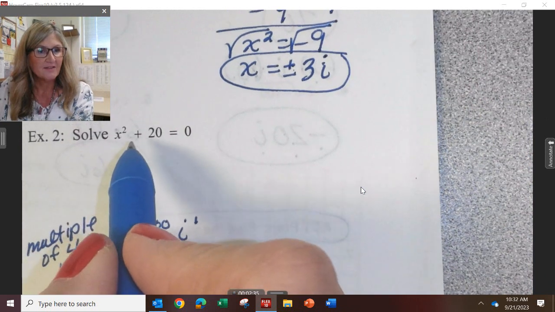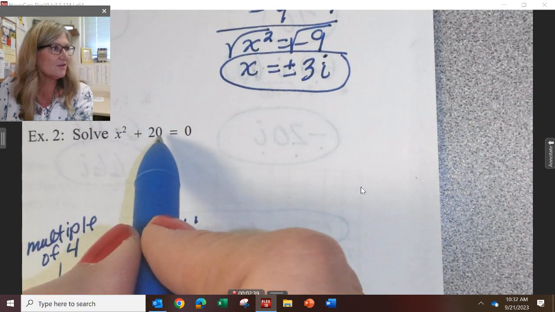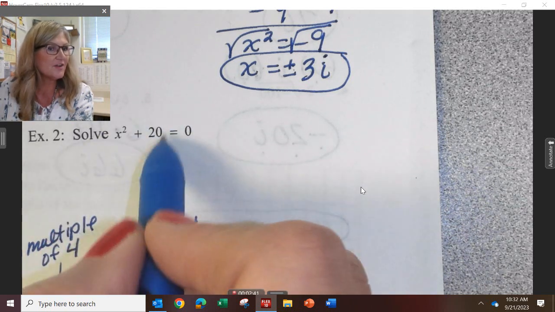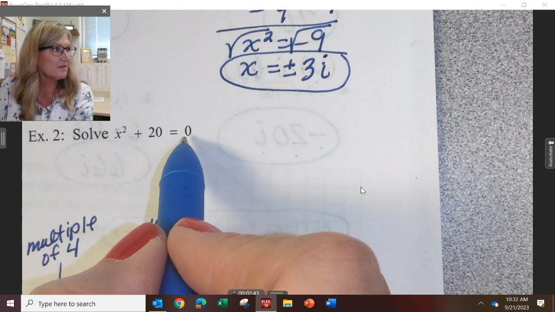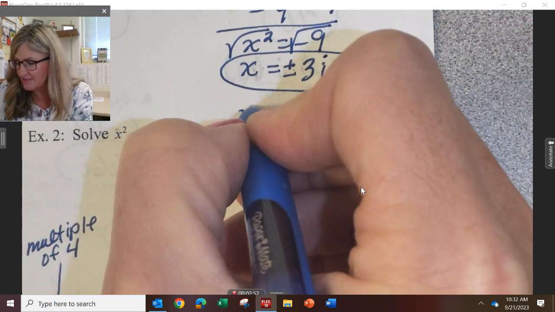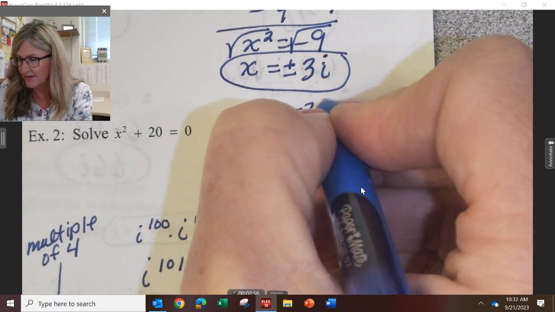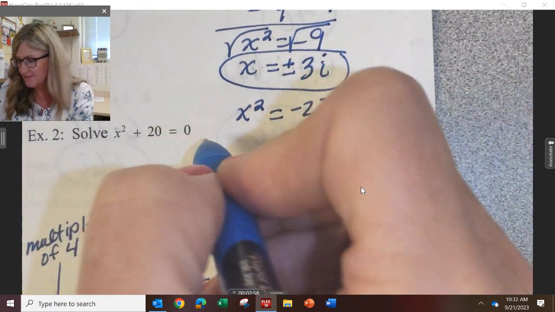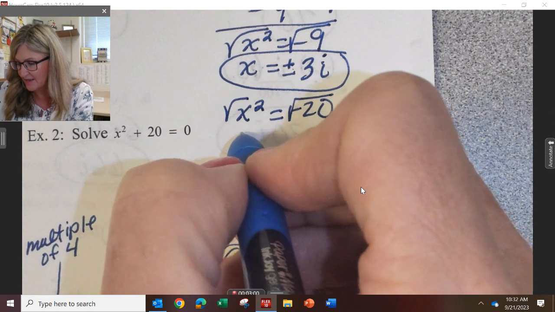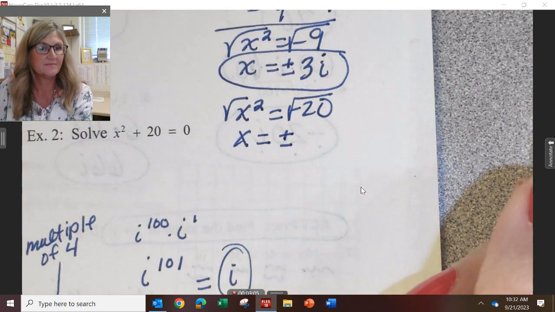All right, visualize x squared plus 20 equals 0. Visualize the graph. Is this function ever going to equal 0? No, so that means we're going to have what kind of values in our solution? Imaginary, right. So solving this, I'm going to have x squared equals, take the 20 over, negative 20. Take the square root of both sides, x equals plus or minus.